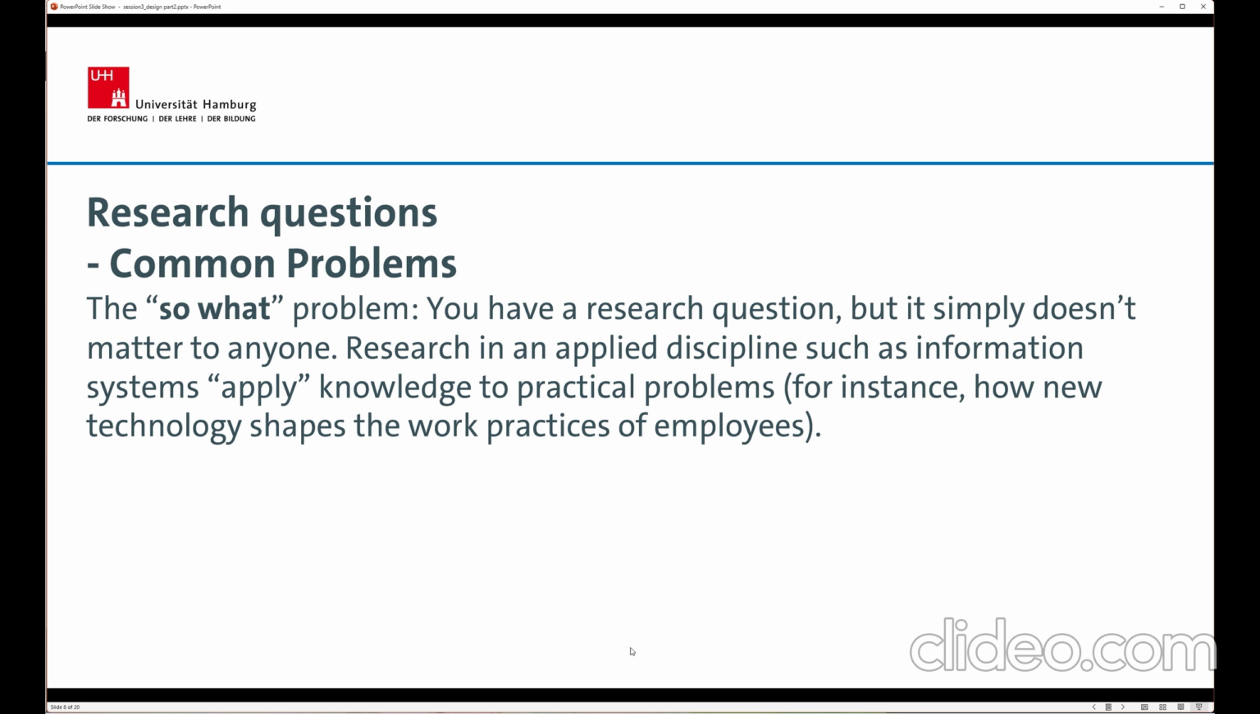This is important in information systems because it is an applied discipline. We're not a fundamental discipline. We don't look at the nature of molecules or the nature of the universe or some basic characteristics of living beings or anything like this. Our research is applied. It typically looks at problems that some entity in the real world, a firm, an individual, society, some other collective, has in dealing with technology.